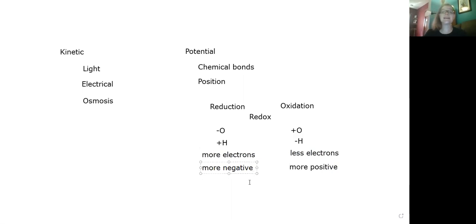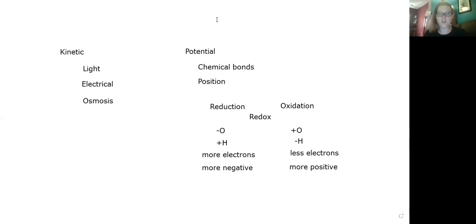So this is how you know anything electrical is happening in biological reactions, is you see any one of these things coupled with the opposite. So you see oxygen moving from one place to another, hydrogen moving from one place to another, more and less electrons or changes in charge. That's how you know there's redox.